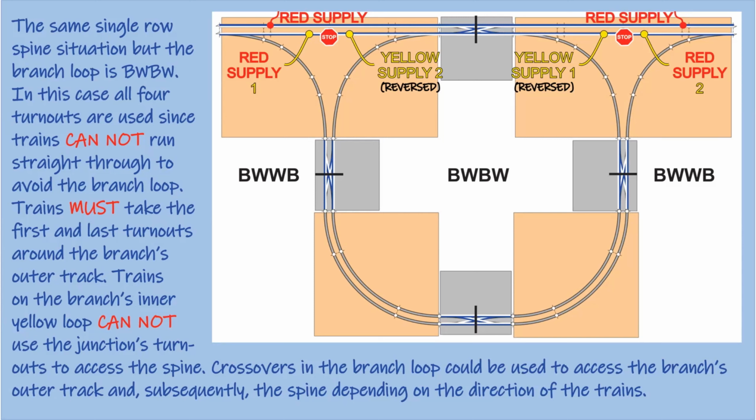Crossovers in the branch loop could be used to access the branch's outer track and subsequently the spine, depending on the direction of the trains.